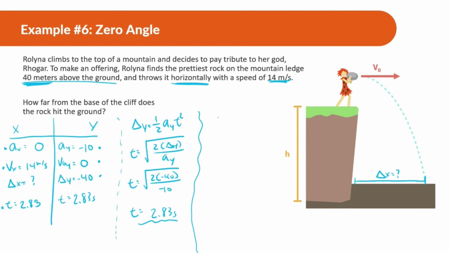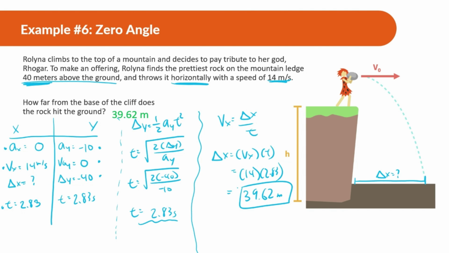Luckily, in the x direction, we only have one formula. Velocity in the x equals displacement in the x divided by time. So now we can manipulate this a little bit to help us. Displacement in the x is equal to velocity in the x times the time. Velocity in the x is 14. Time is 2.83. So 14 times 2.83 is 39.62 meters. All right. Rogar was sleeping, did not notice the offering, sadly.